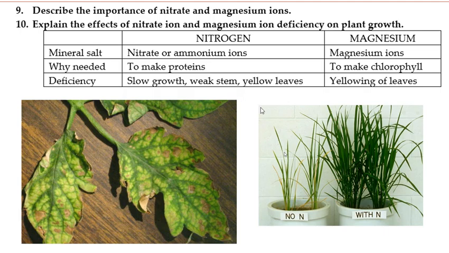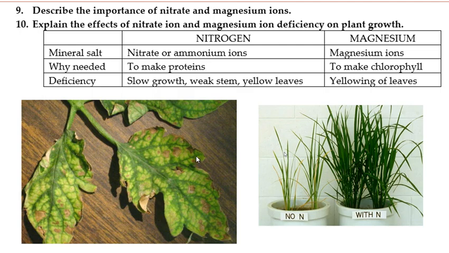So what happens if we don't get enough nitrogen? Well, we get slow growth, weak stems, and yellow leaves. And you can see all of those features here in this plant that hasn't had any nitrogen compared to this plant, which has. Okay, it's stunted, it's gone yellow, and it's obviously not growing as quickly.